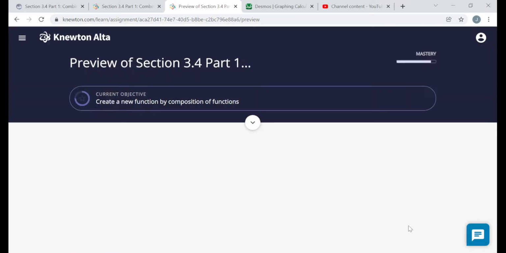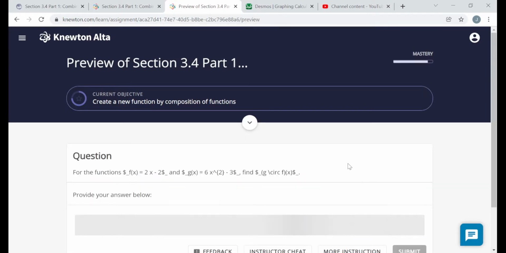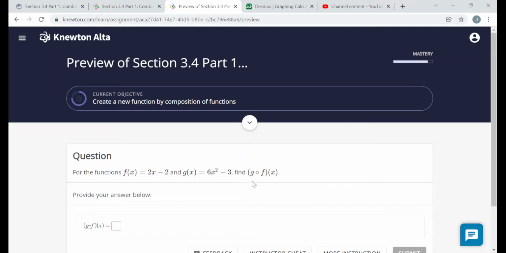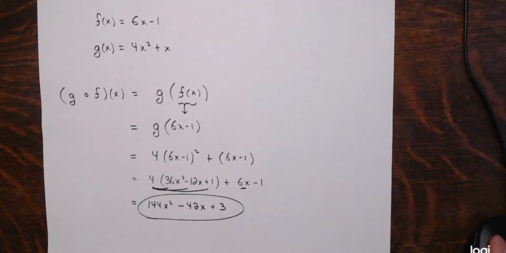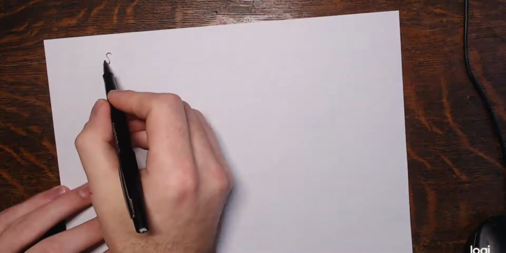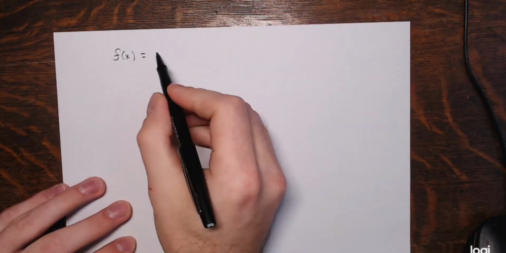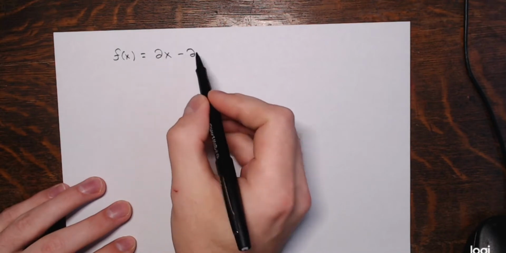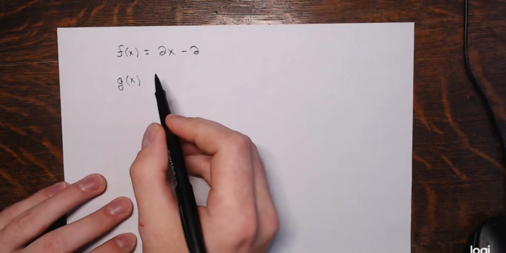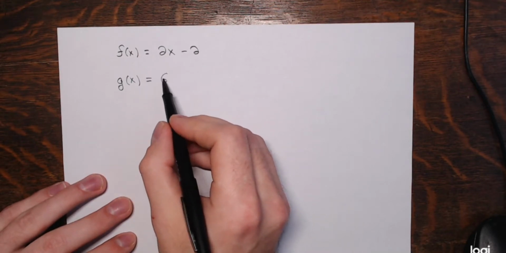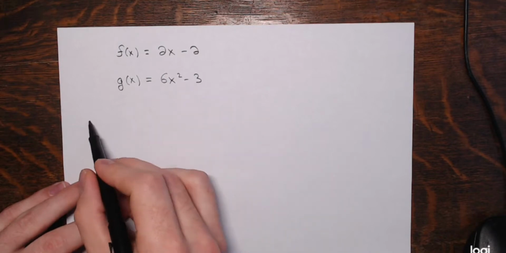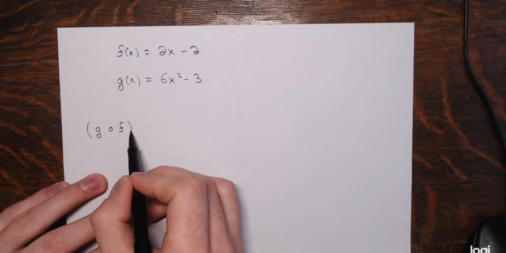All right, and then there should be one final question here in this preview. Same thing, here's f, here's g, and once again they're asking for g composed with f, right? Just remember they might throw out f composed with g. Just pay attention to the order of the composition because it does matter. Okay, so here we go. f of x is 2x minus 2. g of x is 6x squared minus 3. And they want the composite function g composed with f, right? g of f of x.